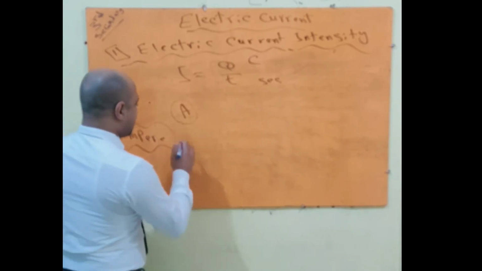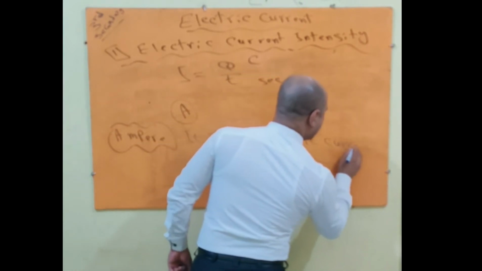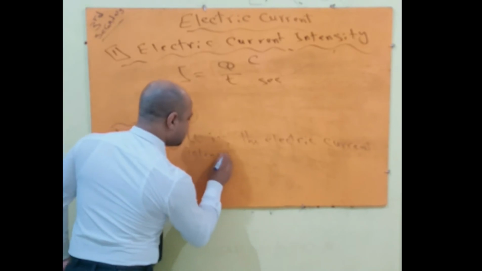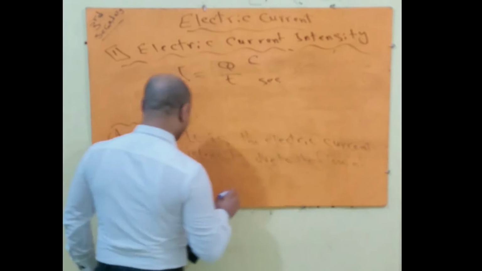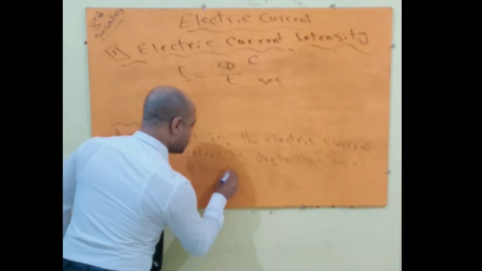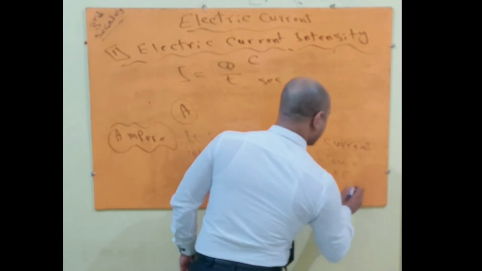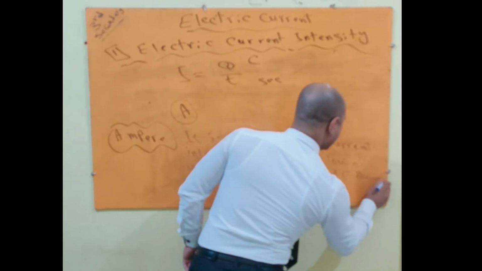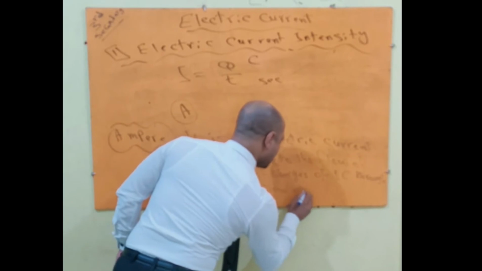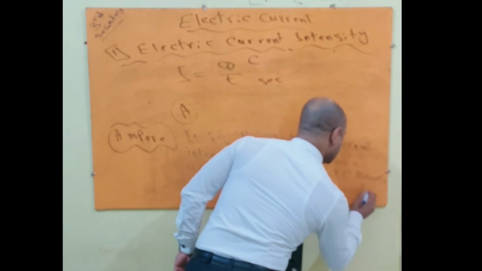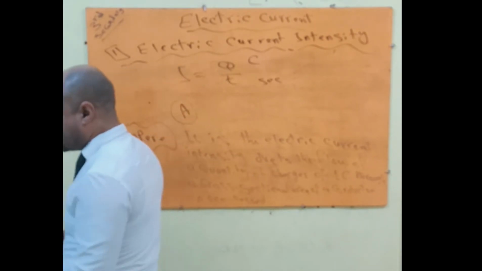So the definition of ampere: it is the electric current intensity due to the flow of a quantity of charges of 1 coulomb through a cross-section area of a conductor in 1 second. This is the definition of ampere.